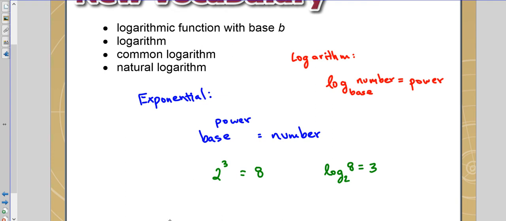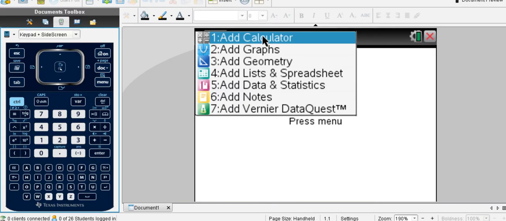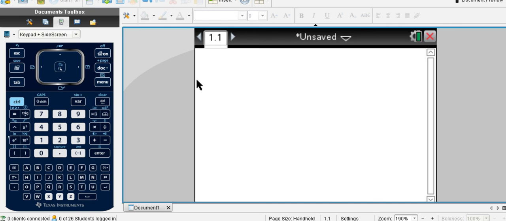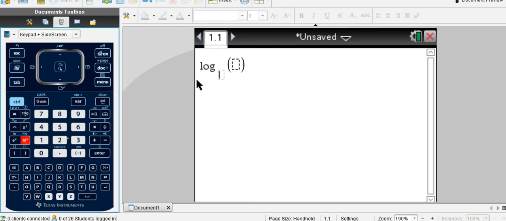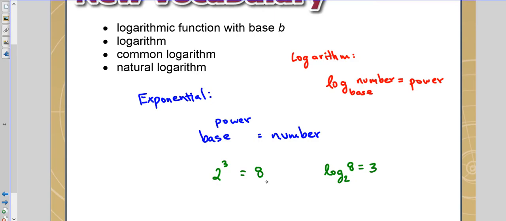And then you could type this in the calculator and check it. Log base 2 of 8, and press enter. Let's see what it gives you. On the calculator, we would press the log button, log base 2 of 8. When I hit enter, it should equal 3. And it does. So that's how these work. They go back and forth.